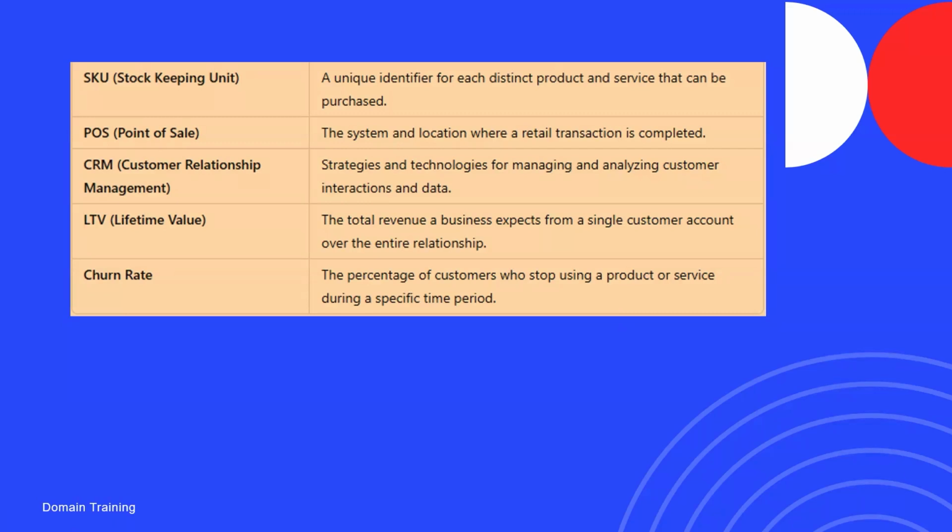So this is tagged as a lifetime value. If a customer has given more revenue, then how do we give more discounts to the customer? So they are rewarded based on the lifetime value.